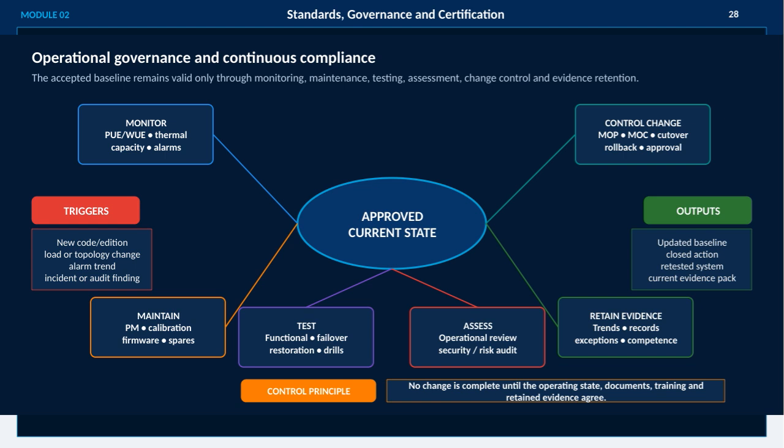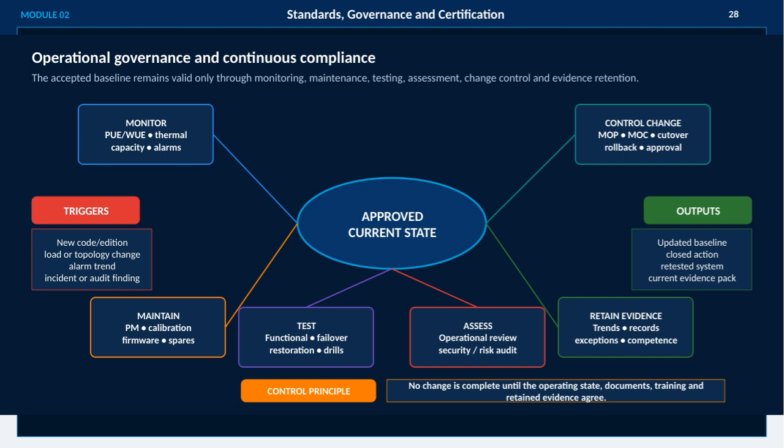We start with monitoring critical metrics such as PUE, WUE, thermal capacity, and alarms to ensure systems perform as expected. Maintenance includes preventive measures like calibrations, firmware updates, and stocking necessary spares. Testing involves checking functionality, failover capabilities, restoration processes, and conducting drills to prepare for contingencies. Assessments are done through operational reviews and security or risk audits to identify potential issues.